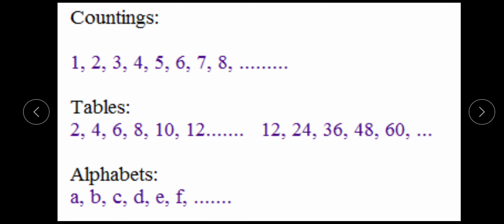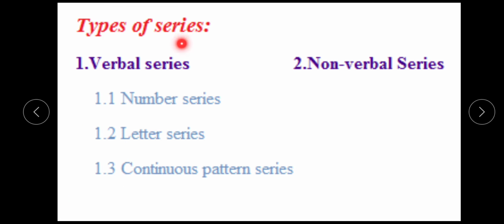Or if we take the alphabets, these are also in a series. A, B, C, D, E, F. The next term is G, because these alphabets are also in a manner; they follow a specific rule. Types of series: number 1, verbal series, and number 2, non-verbal series. Verbal series is part of verbal reasoning, and non-verbal series is part of non-verbal reasoning.